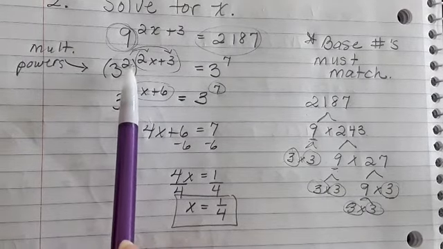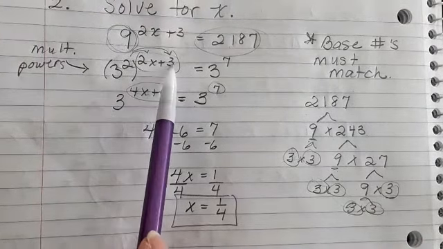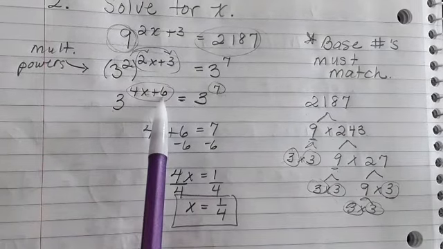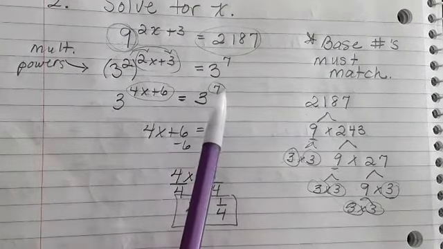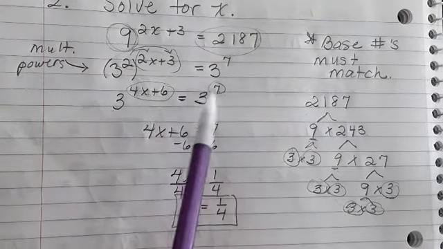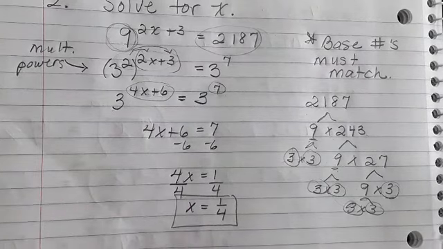Don't forget, when I multiplied by 2, because I had 2 terms here, I had to multiply them both by 2 to get my new exponent. Once your base numbers are the same, all you have to do is determine what x is to make your exponents equal. So set those equal and solve.